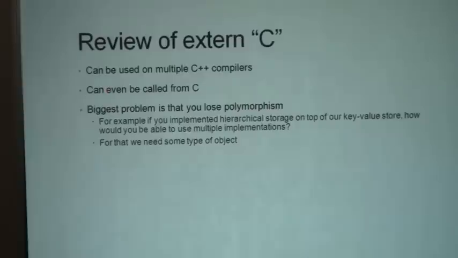Okay, so what's it good for? We can use it on multiple C++ compilers. We can even call it from C. The biggest problem is you lose polymorphism. If you want to implement hierarchical storage on top of your key-value store, how do you use multiple implementations? You want something you can pass around and call. For that, we need some type of object.